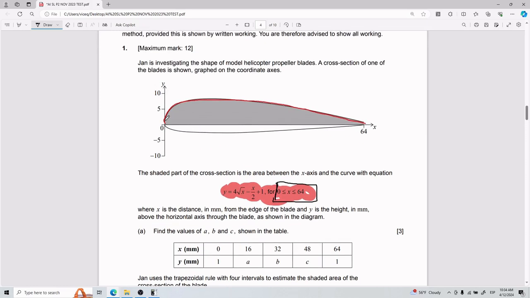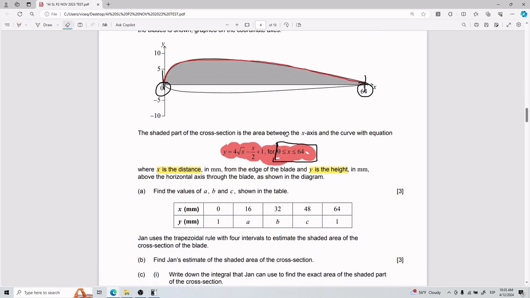Well, because that is actually how long the blade is, from 0 to 64, okay? Y is the height. X is going to be distance. Let's highlight that real quick. It's always worth having in mind: X is distance, Y is height. All right, so that is the current context of the problem.